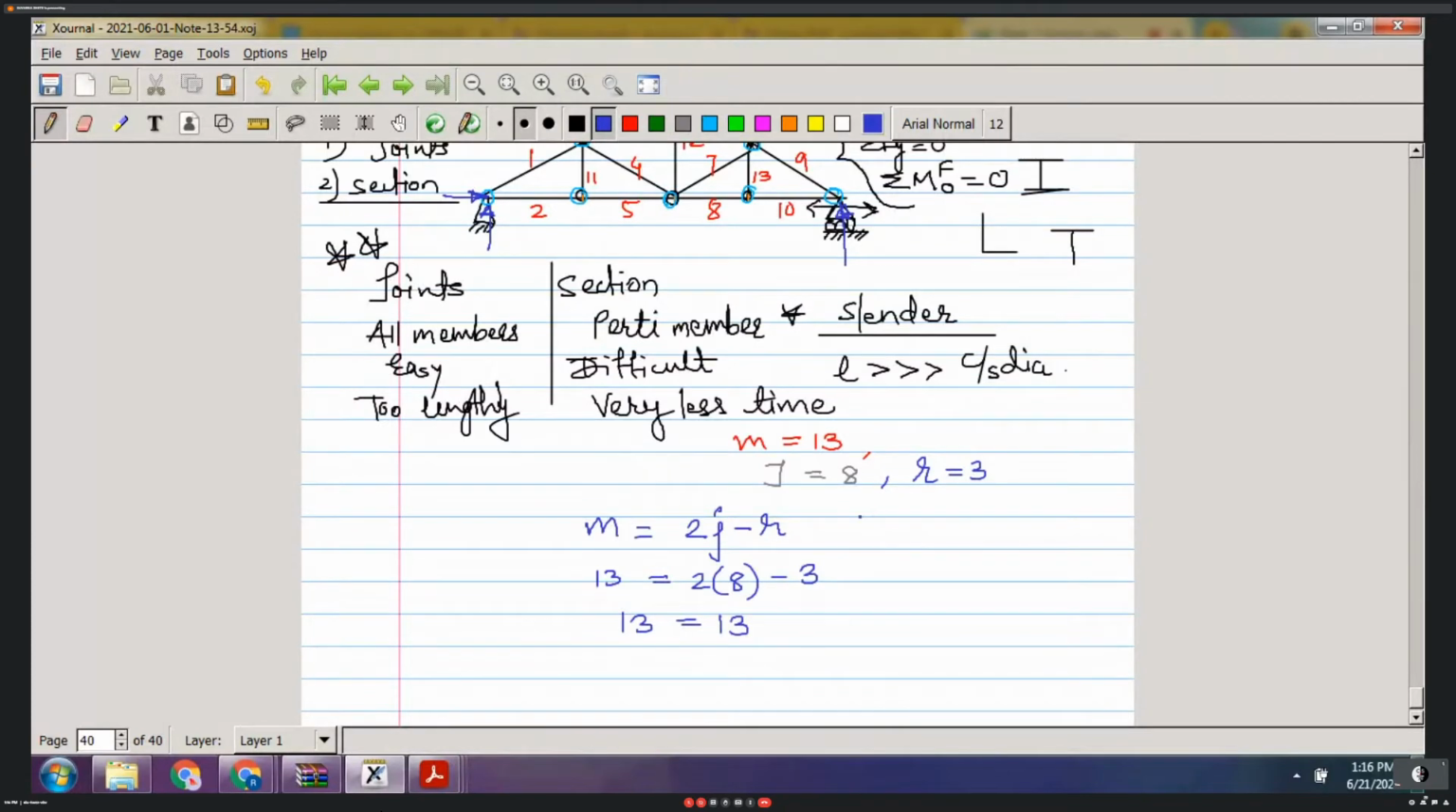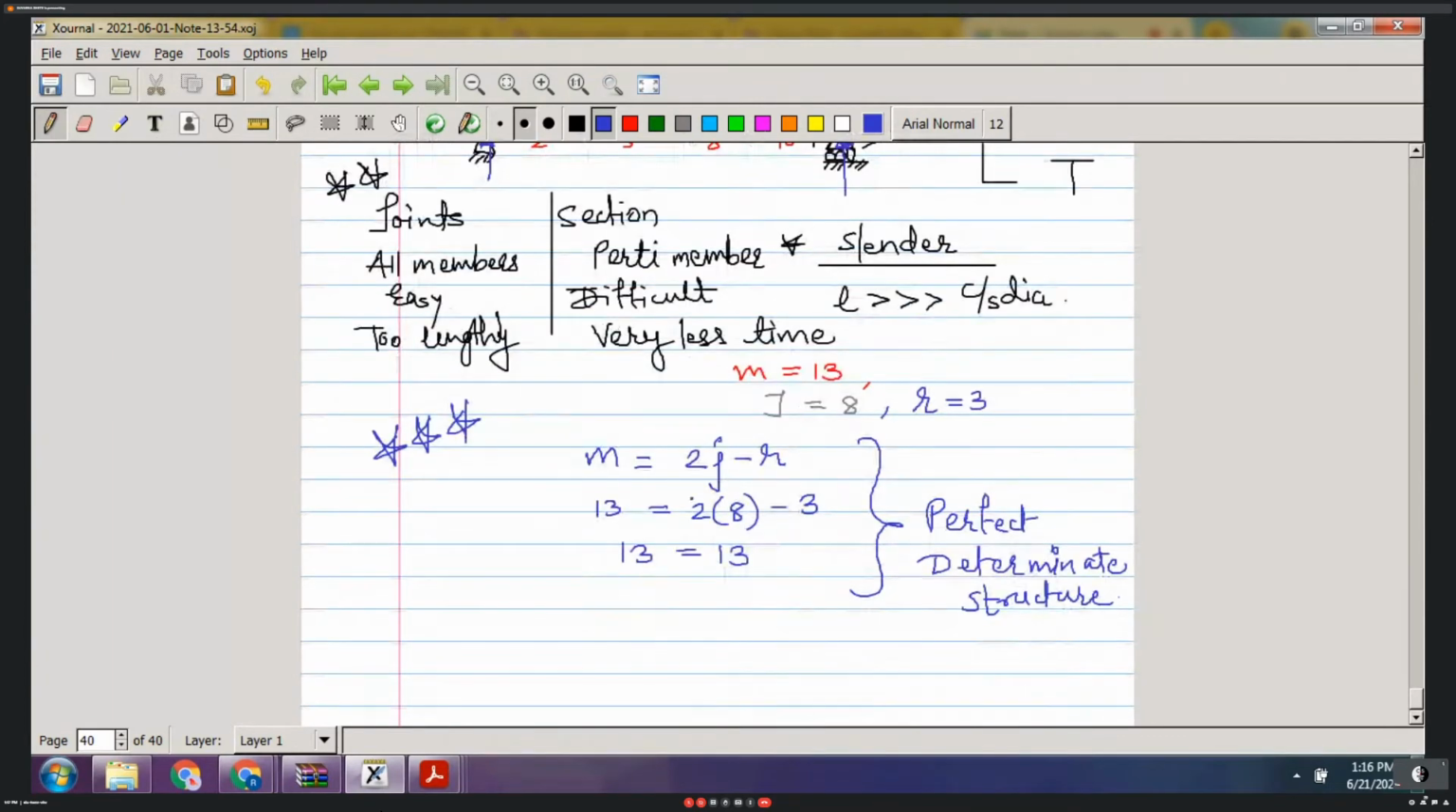Yes, ma'am. If this equation is satisfied, it is known as a perfect truss, or you can say a determinate structure. Is it clear to all? This is a very important MCQ. What is a perfect truss? What equation should be satisfied? M equals 2J minus R. What does M stand for? Number of members. What does J stand for? Number of joints. What does R stand for? Number of reaction components.